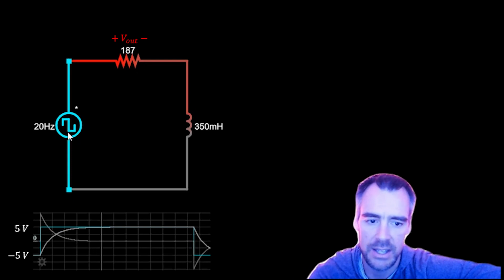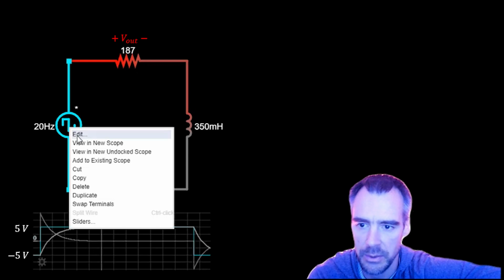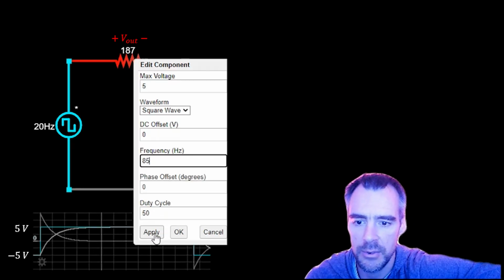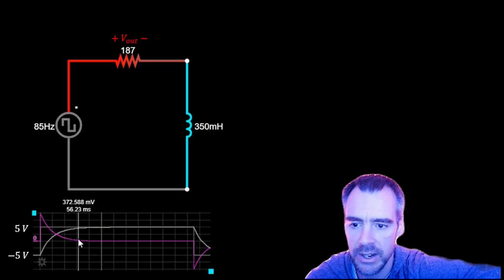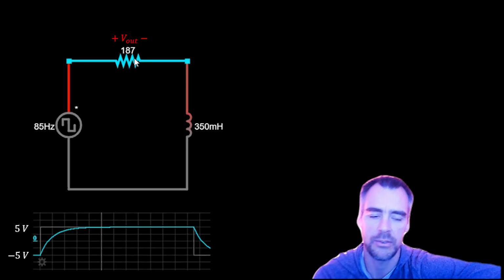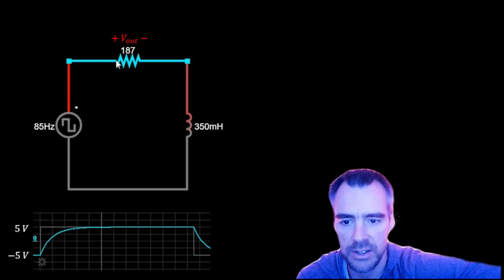But let's just go ahead and check out what happens if we ratchet up this frequency a little bit. So let's crank that up to 85. And before we do that, let's get rid of this voltage across our inductor, because for this low pass RL filter, we're just interested in the voltage across our resistor.